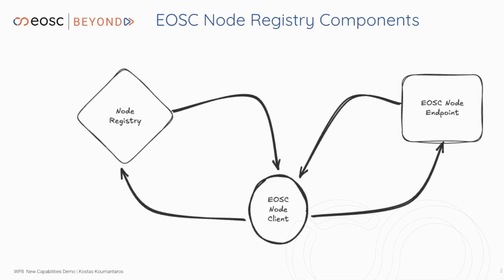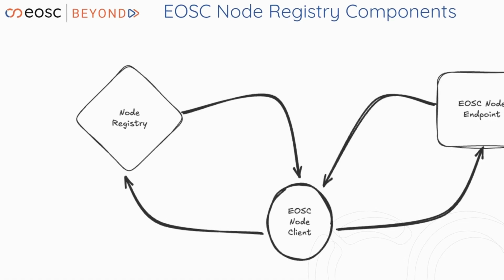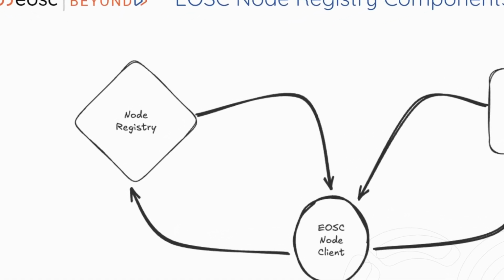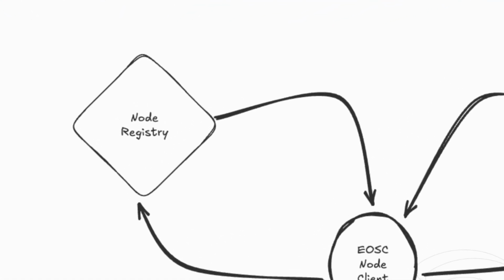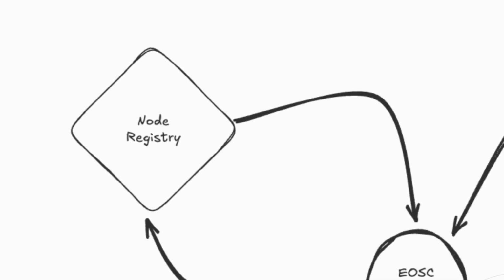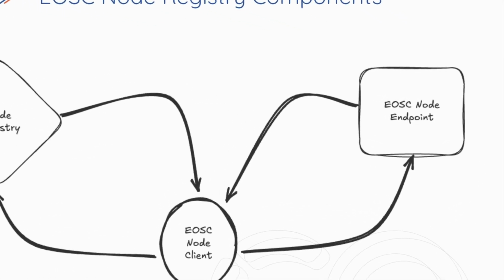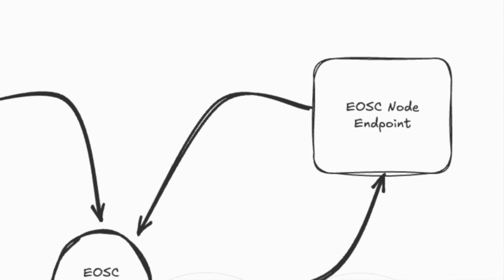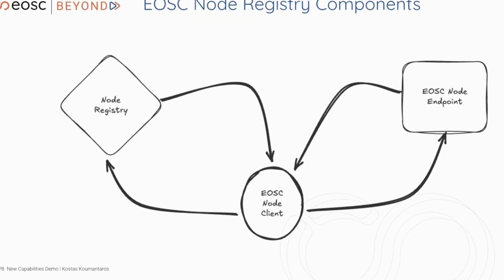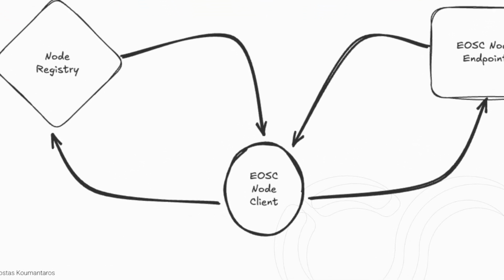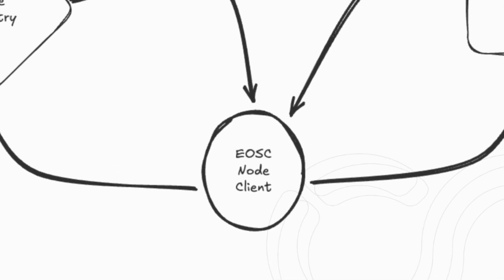The Node Registry ecosystem consists of three components: the Node Registry, which is the registration authority for metadata and metadata aggregator for all EOSC nodes; the Node Endpoint, a service running on each node exposing the node's capability; and the Node Client, a tool that simplifies communication between nodes and the registry.